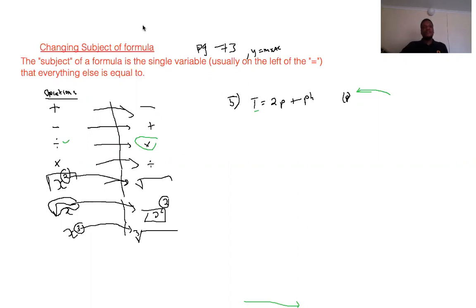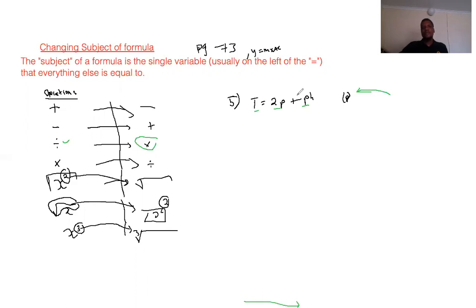Now the first step is we look at the terms. We have this term and that term. So how many terms contain our subject? Now you see that this term also has p, that term has p. So you don't know which one you should move because both of them have the same term. In actual effect, all the terms that contain our subject must be on one side of the equal sign.